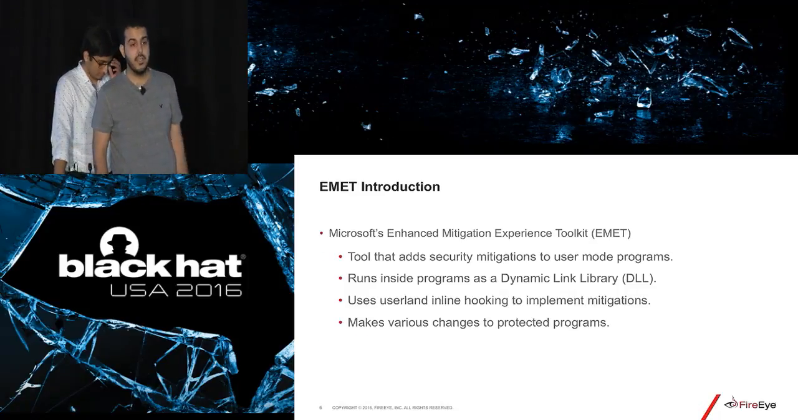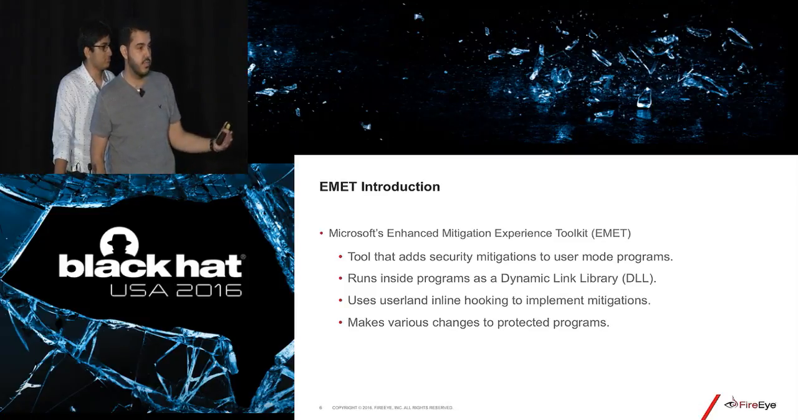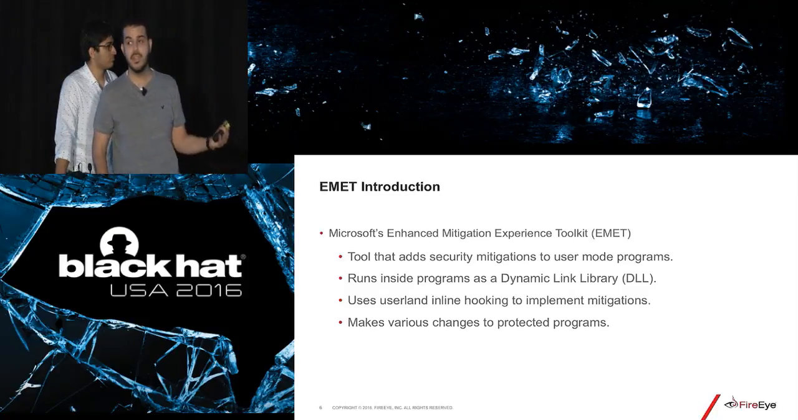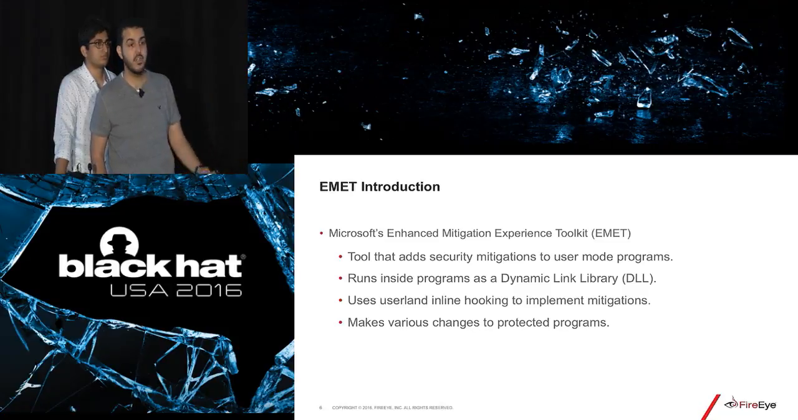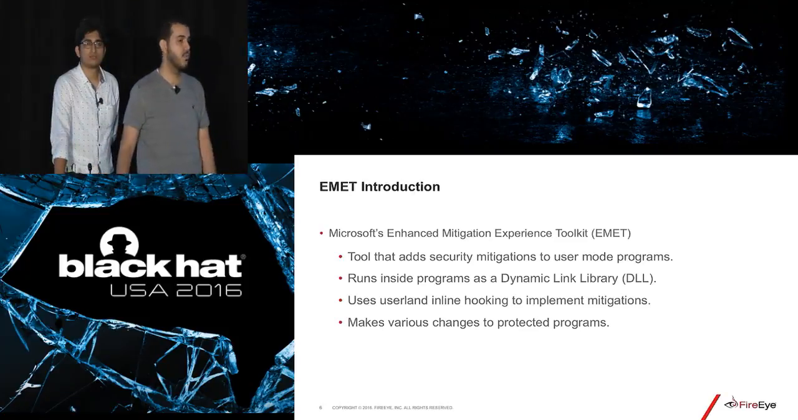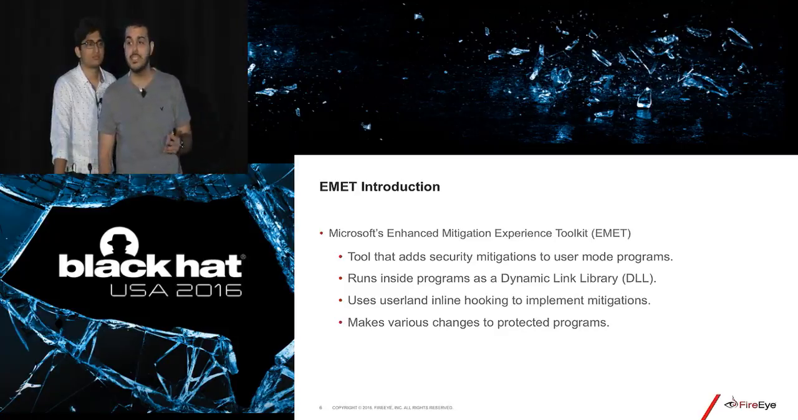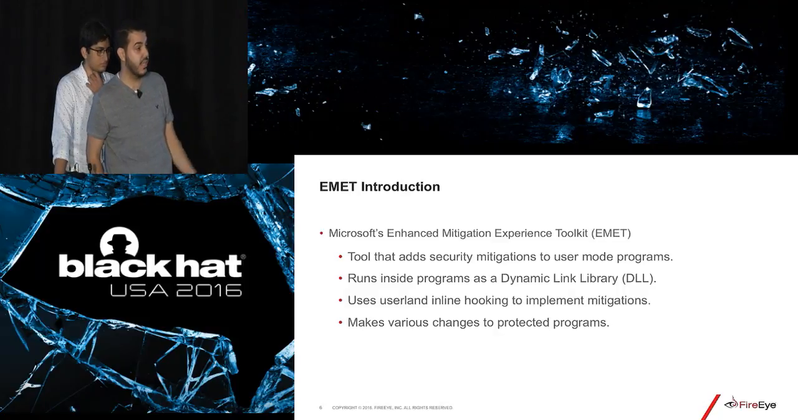So EMET is a security detection tool from Microsoft that adds security mitigations to user land protected programs. Beyond the protections built into the operating system, one could think of EMET as an anti-exploit system. The main purpose of EMET is to raise the cost of exploitation rather than prevent the exploitation. It works mainly by injecting its DLL into the protected programs, and it depends on inline hooking. We will discuss what inline hooking is in the next slide.